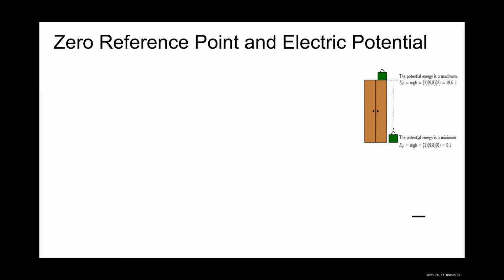Okay, let's make sure we understand the zero reference point and something called electric potential. If you recall, on your equation sheet, there's this equation that we learned earlier this year: the change in gravitational potential energy equals the mass of an object times the acceleration due to gravity times the change in height. But we often set a zero reference level. For example, usually the surface of the Earth, where we said EP equals 0, or h equals 0. Either way, it's the same thing.